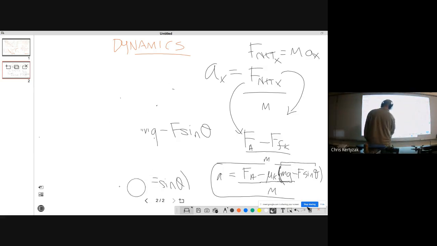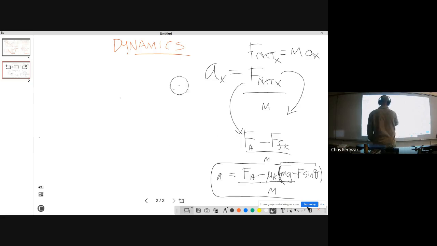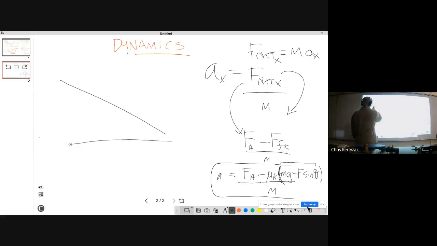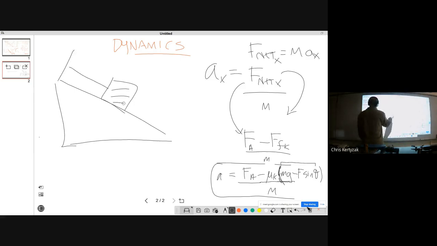Let's talk about the inclined plane. One of our famous things that we have to do. Maybe it's sitting on an inclined plane attached to a rope. How much tension is in the rope?